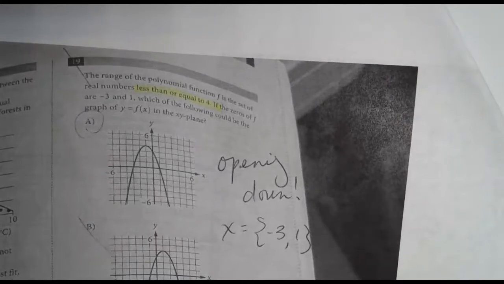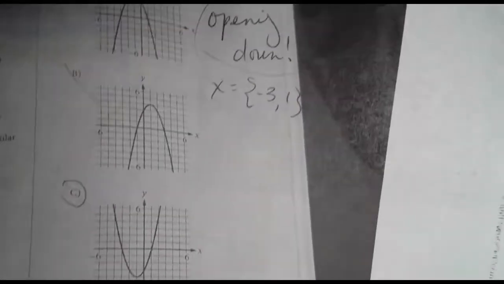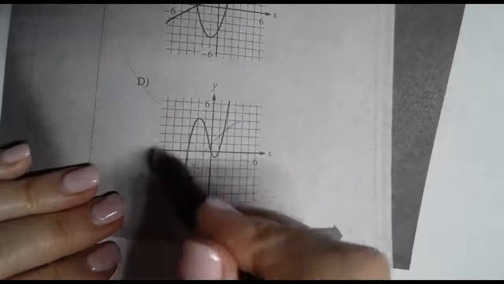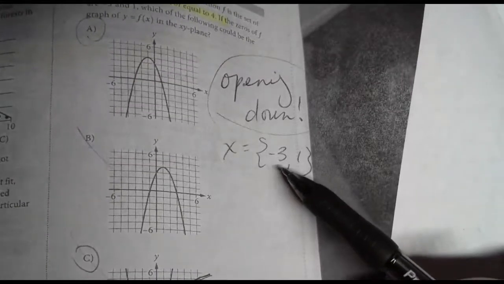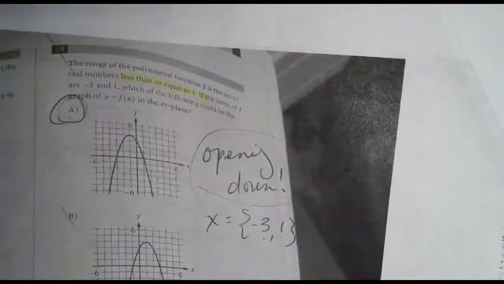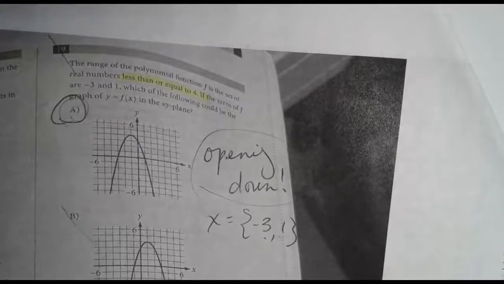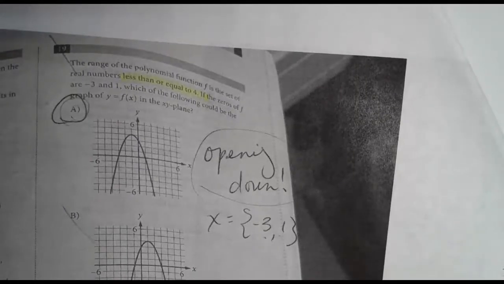All right, so first of all, if we know that it's going to open down, then that immediately takes away letter C. It also tells us that if the range is less than or equal to 4, it can't be D down here on the bottom. So if it's not C and it's not D, it's either A or B. So let's check it out. Which one has zeros at negative 3 and positive 1? Negative 3, positive 1, there you go. It's got to be A. That is a reading comprehension question that basically has not a whole lot of math that needs to be done behind it. You've got to read it carefully and you have to look at the givens.